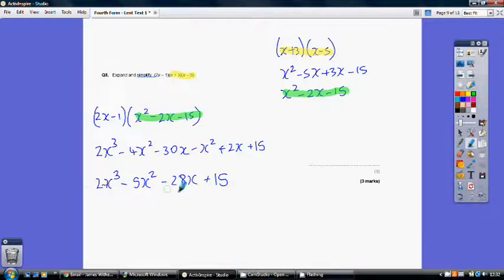And then finally gather up like terms. So we can gather up our minus 4x squared and our minus x squared to get minus 5x squared. Gather up our x's. So minus 30x plus 2x gives us minus 28x. And then we've got our plus 15.